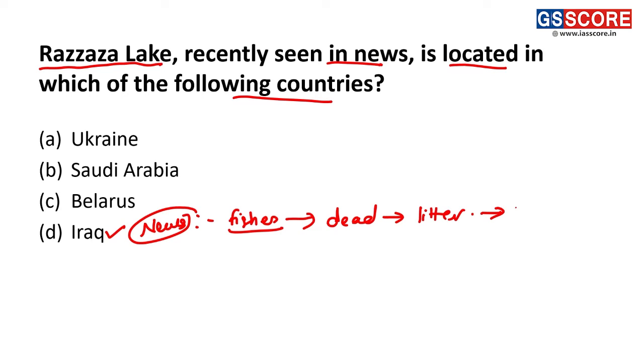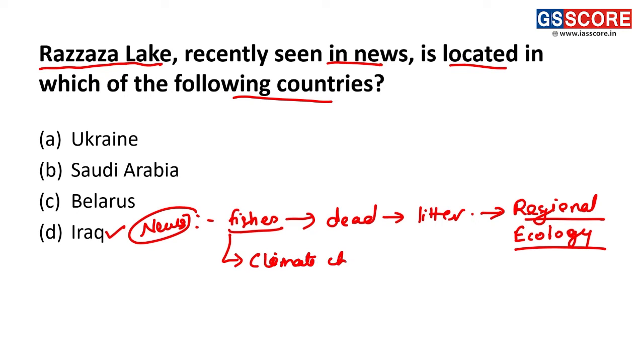Thus, this drying up of this lake has affected the regional ecology of Iraq. Thus, we can see that this region is being very much affected because of this phenomenon. It has also been linked to the climate change which is happening right now. So, this is Razaza Lake, which is present in Iraq.